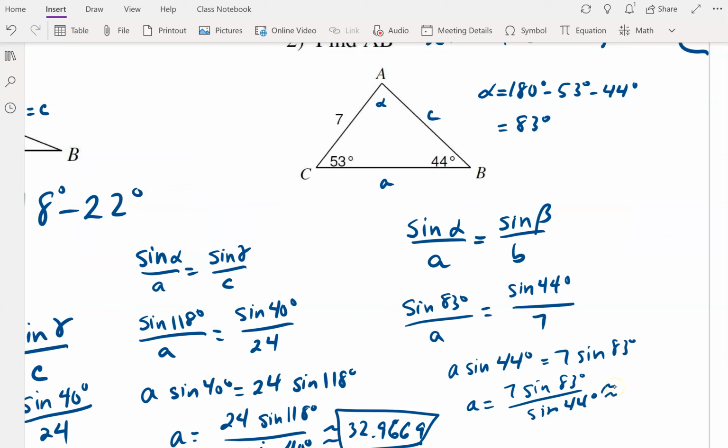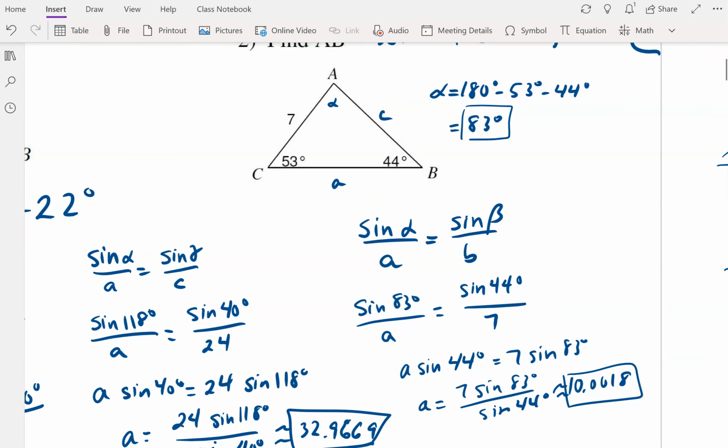So we said that was 10.0018, if I remember my number correctly. Okay, so far we've found two pieces. We need to figure out the third. So the third is the C that we're missing.